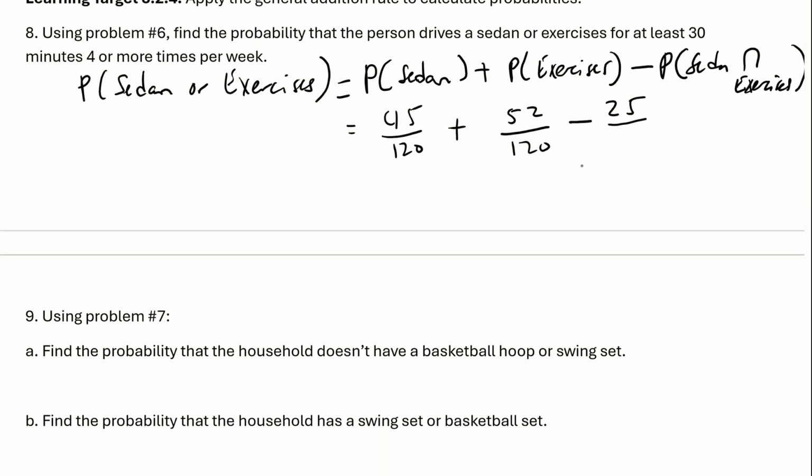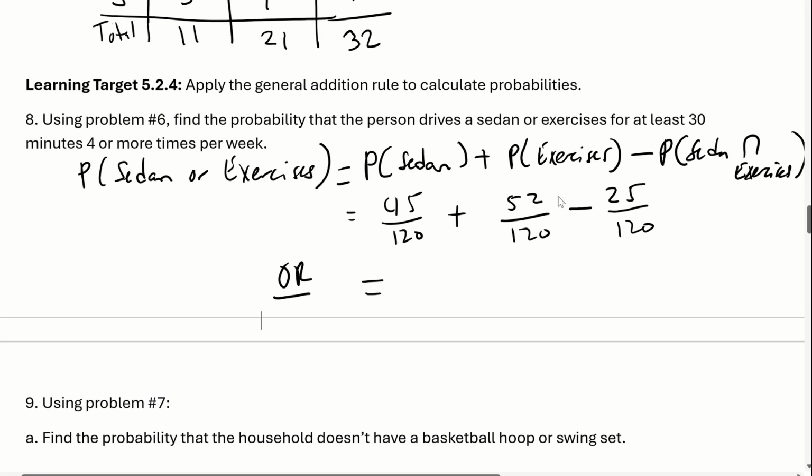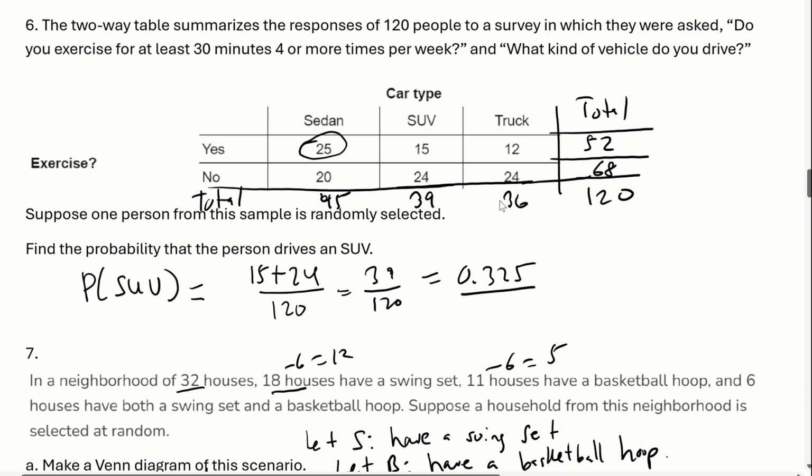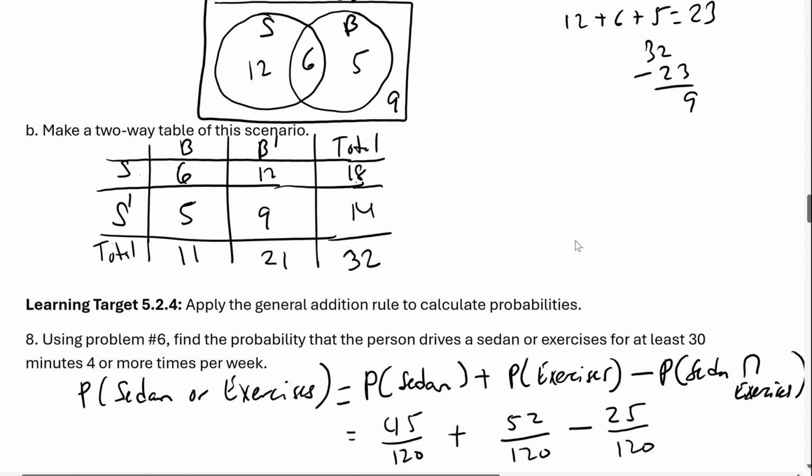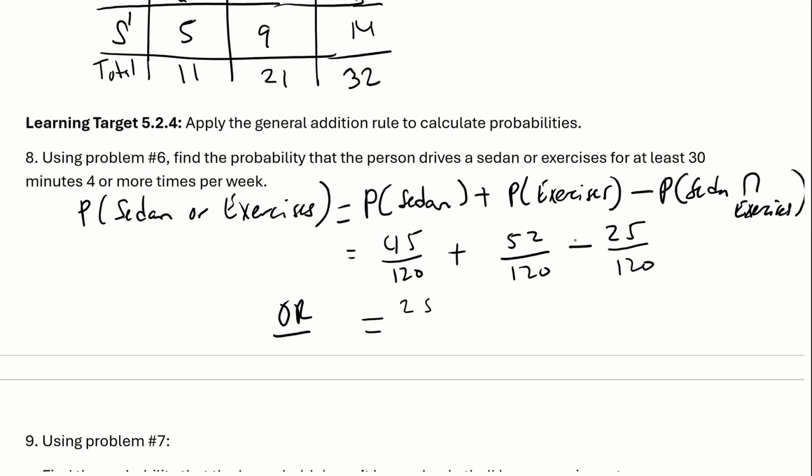Another way, you can just say sedan or exercise. Sedan or exercise means that you're going to do all the exercised ones, plus the sedans. But you don't want to count the 25 twice. You only want to count the 25 once. So you could do 20 plus 25 plus 15 plus 12. That's another way to do it. I'm going to show you both ways, and you're going to get the same answer. Either way, you're going to get 0.60 for the probability.